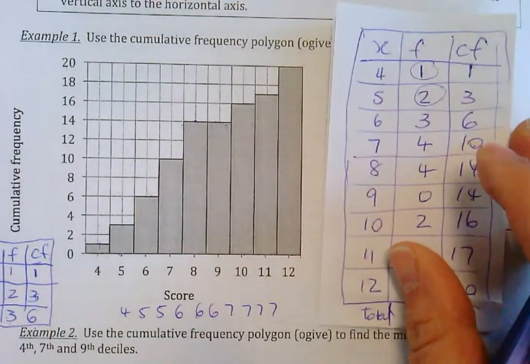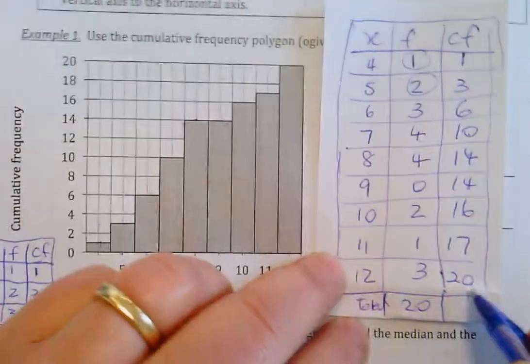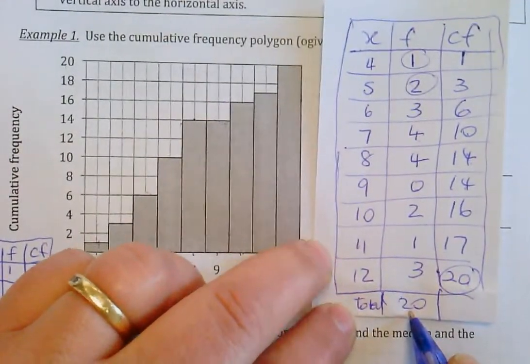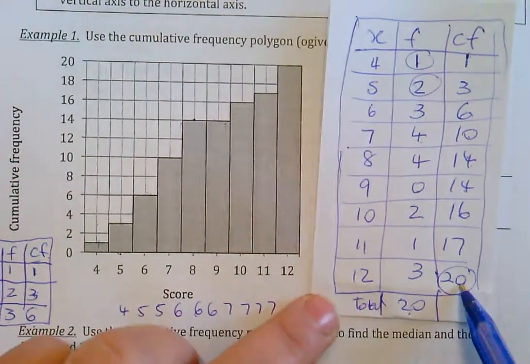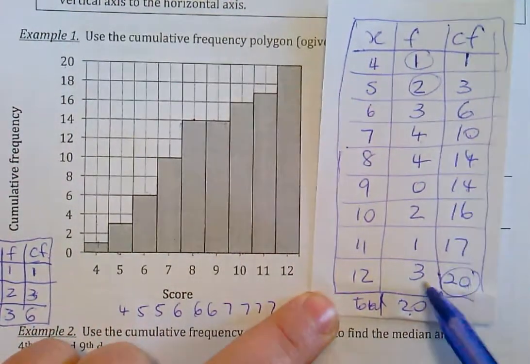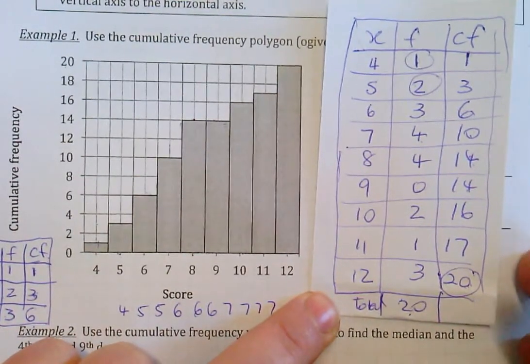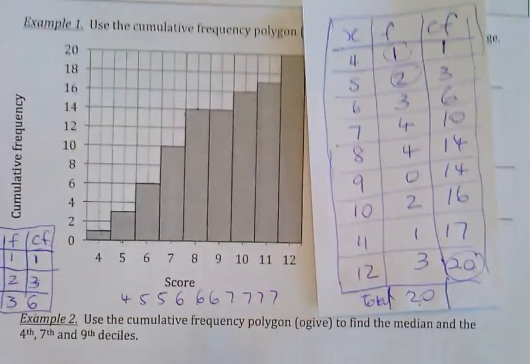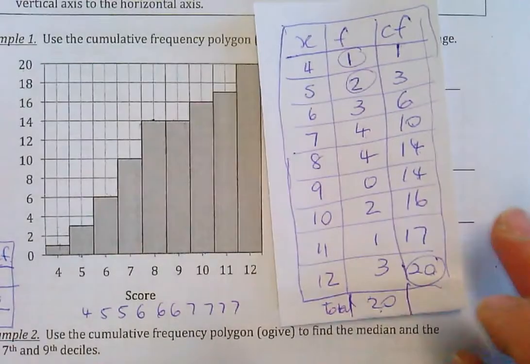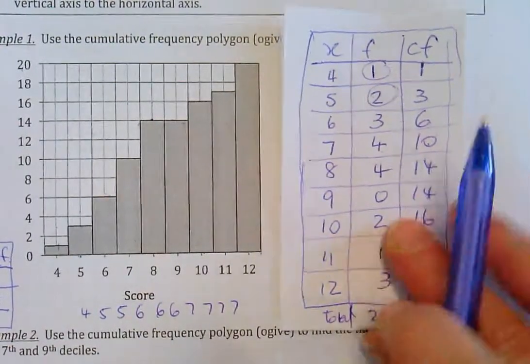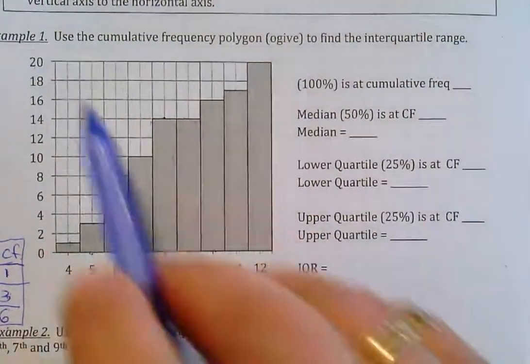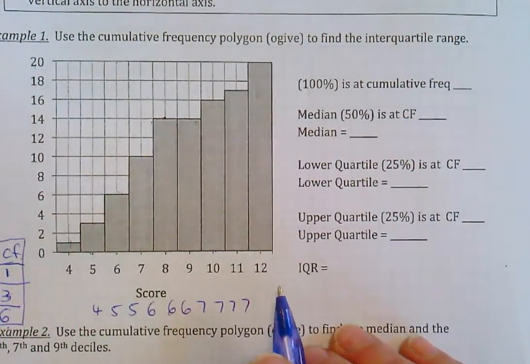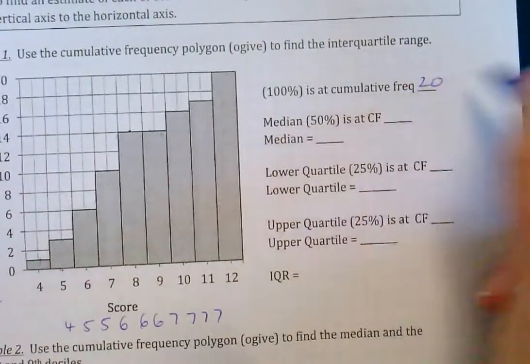But you'll always notice when you do a cumulative frequency table that the bottom answer is always the total of the frequencies, because cumulative frequency is a running total. How many frequencies so far? The last answer here is the total. How many frequencies there are? How many scores there are? Okay? Now, because we know there are 20 scores, can I move this table? There are 20 scores, so 100%, the top of my data, is at cumulative frequency what? 20, because I've got 20 scores.